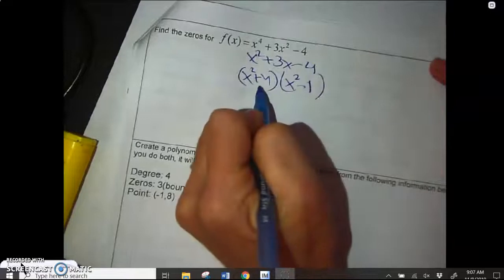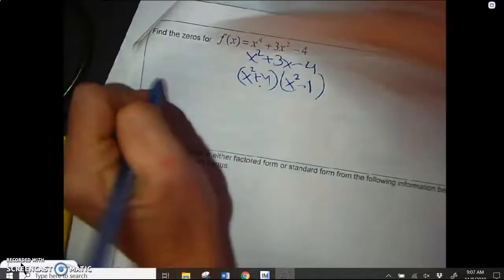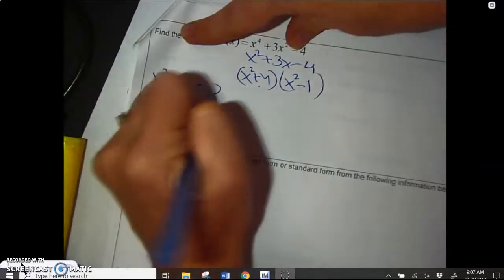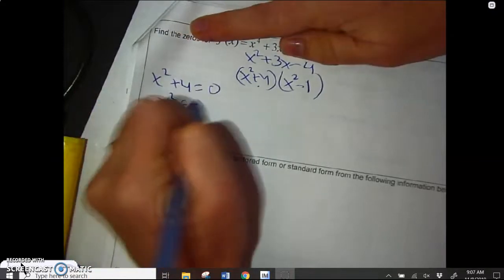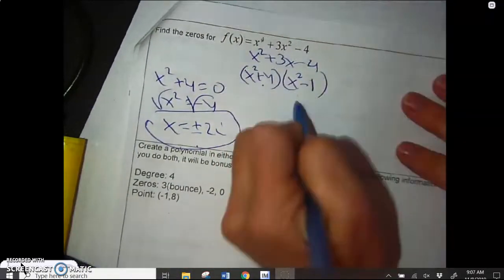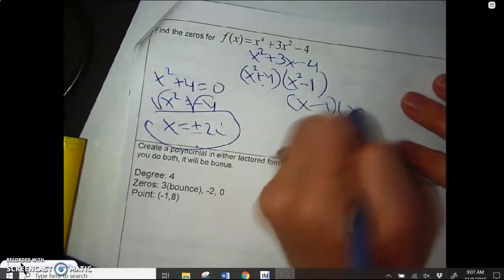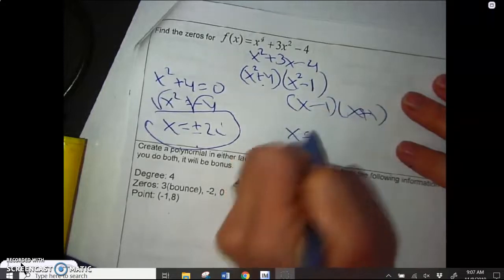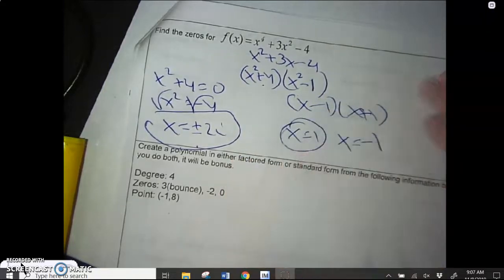Just like I did in the last problem, I'm going to have to set that equal to 0. X squared equals negative 4. Square root, x equals plus or minus 2i. There's 2 of my roots. I have 2 more. X minus 1, x plus 1, x equals 1, x equals negative 1.